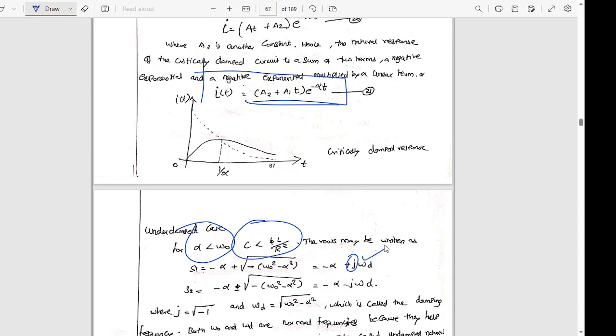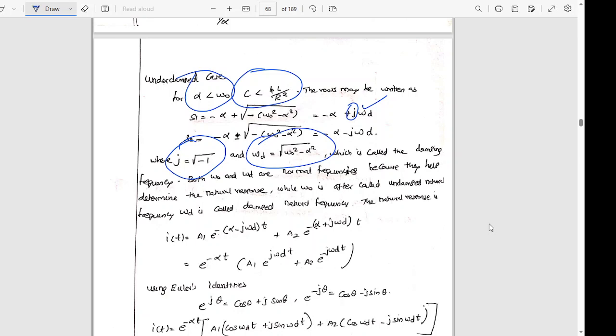I am going to consider the damping frequency omega d here, which is equal to root of omega naught square minus alpha square. So the two roots become minus alpha minus j omega d, and minus alpha plus j omega d, where j is equal to root of minus 1, and omega d equals root of omega naught square minus alpha square. So if I substitute this S1 and S2 in the general differential equation, what do I get? A1 e power (minus alpha minus j omega d) t plus a2 e power (minus alpha plus j omega d) t. For every case, we are considering the first equation, a1 e power s1 t plus a2 e power s2 t. I am substituting s1 and s2 here.